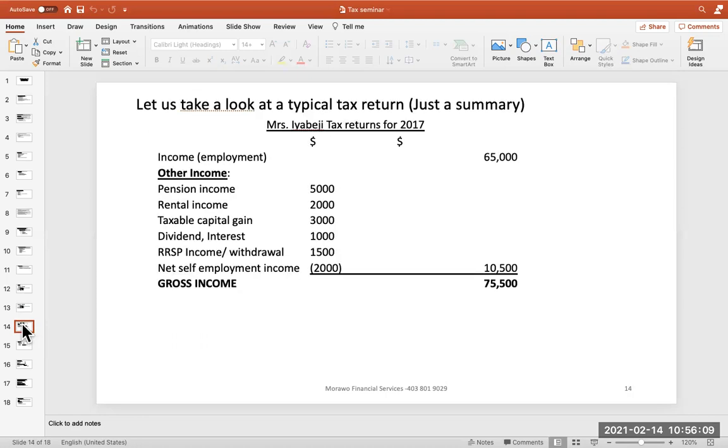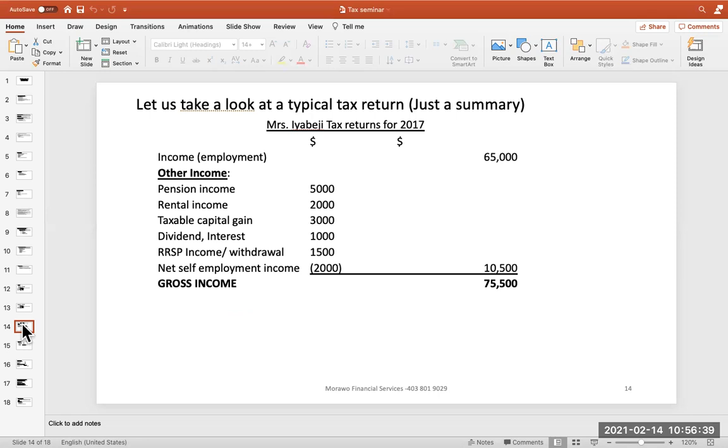So now let's go to the next slide. Now let us take a look at a typical tax return. How does your tax return look? This is the way it looks. But most times you don't see this because it's embedded in the software that we use. But if you go in there and dig it out, this is what you're going to see.